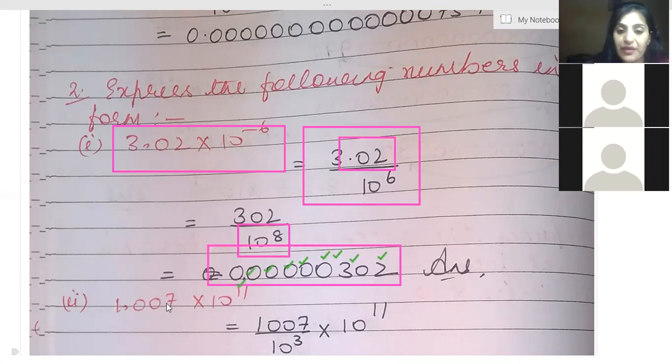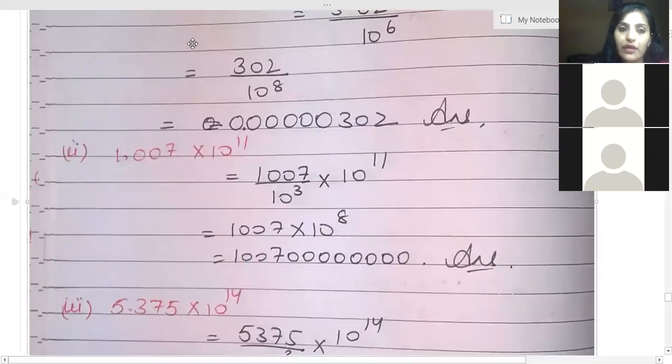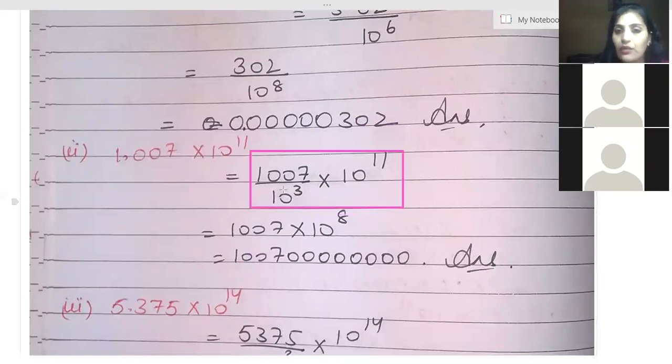Yes. Next part: 1.007 into 10 to the power 11. Again, I am doing the thing. I have removed the decimal, so I got 10 to the power 3. Now the law of division you know, so I am subtracting the powers, so I got 10 to the power 8. So I have to take up 8 zeros after 1007. So the answer becomes this. Is that okay? Yes, ma'am. Okay.